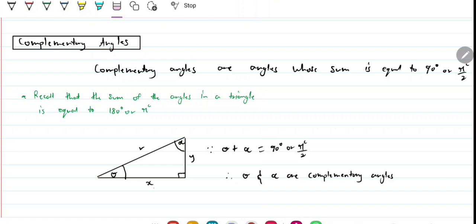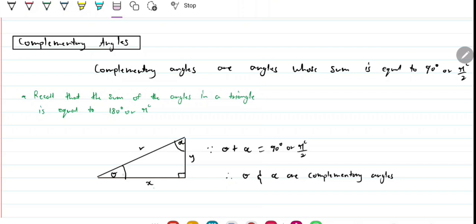To derive the identities involving complementary angles, we first must understand that complementary angles are angles whose sum is equal to 90 degrees or pi over 2 radians, right? And for this derivation, I also want you to recall that the sum of the angles in a triangle is 180 degrees or pi radians, right?